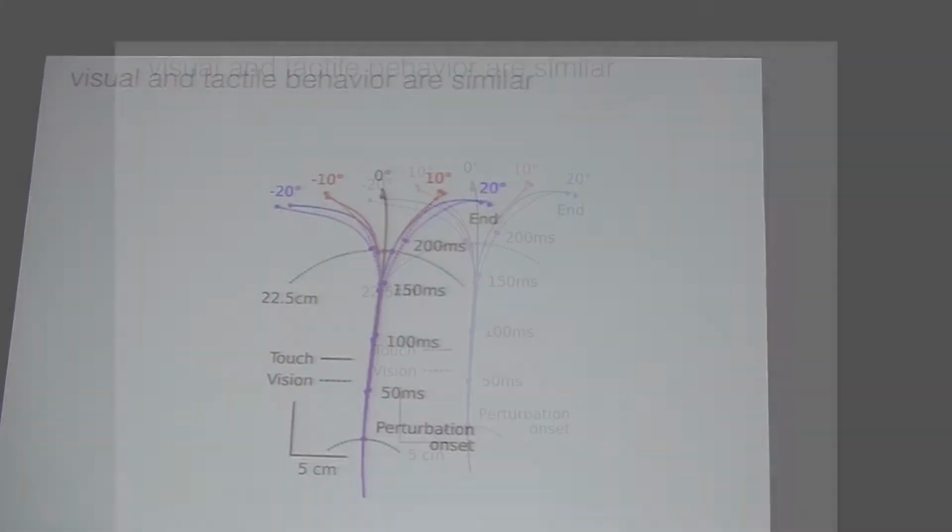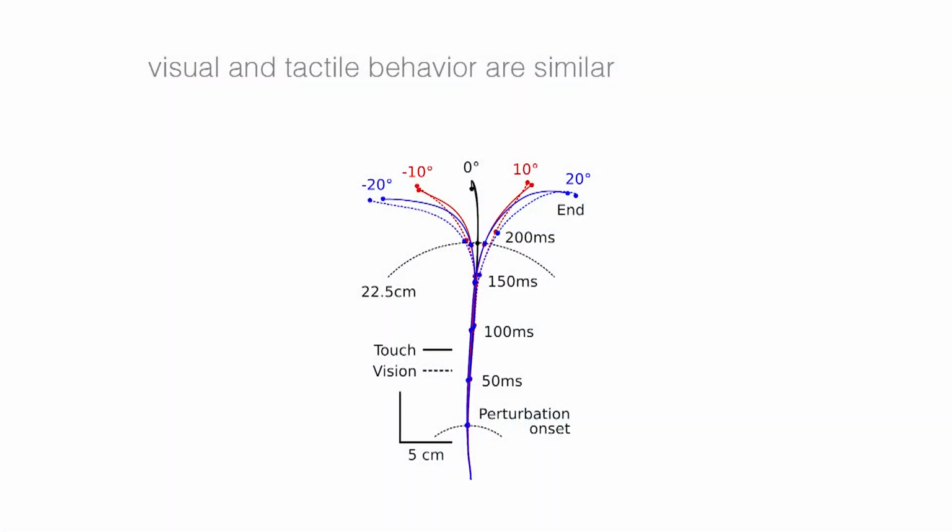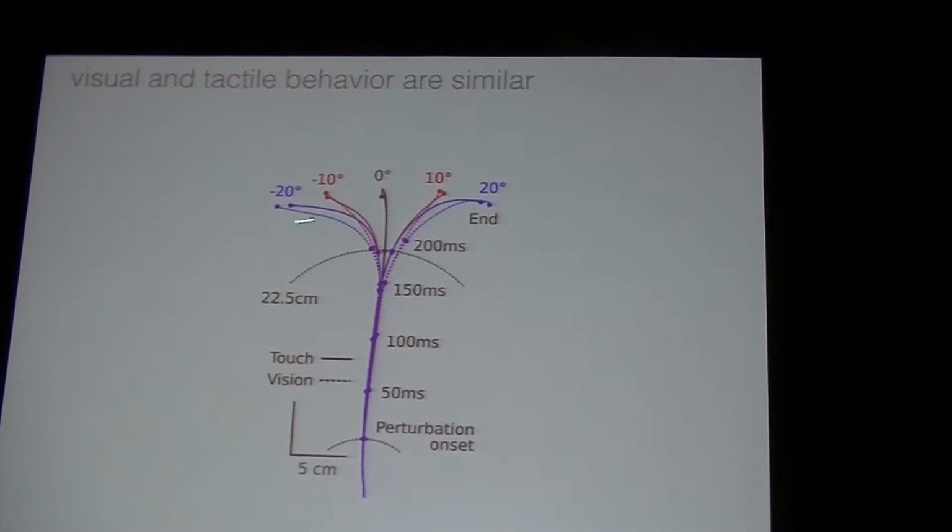Not to belabor this too much, so here are the kinematics for this task. They start to reach, the target jumps, and they make these deviations. Here the solid lines are the tactile condition and the dashed lines are the visual condition. And you can see that they look roughly similar in their corrective actions. In terms of the position signal, the deviations here are about 150 milliseconds, but if I were to show you the derivative, the tangential velocity would be just like the earlier study.